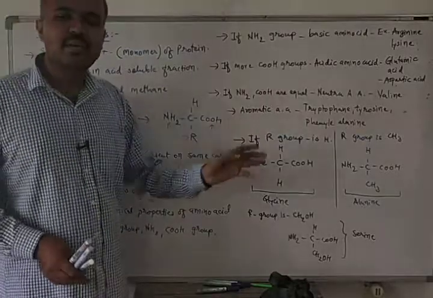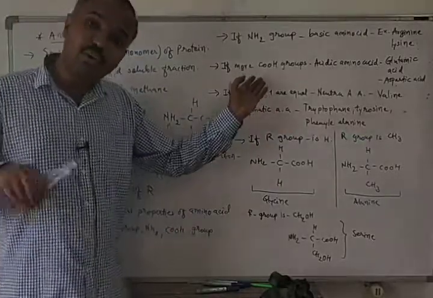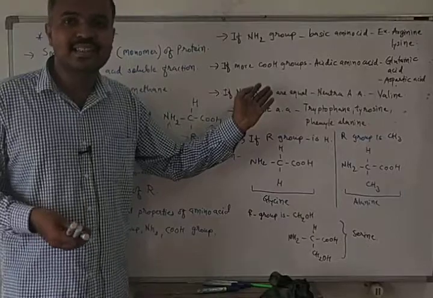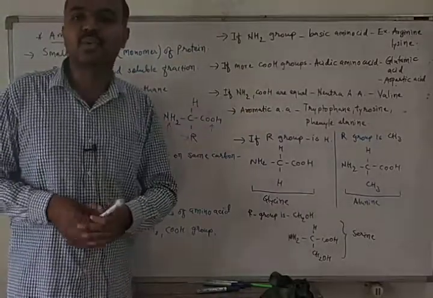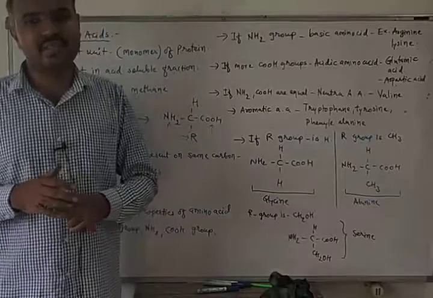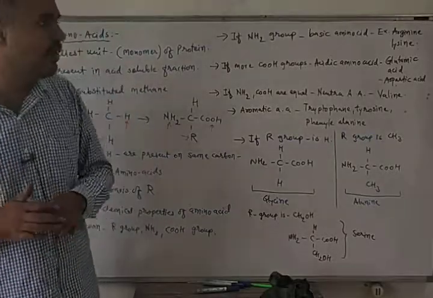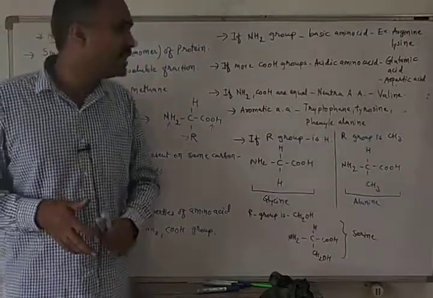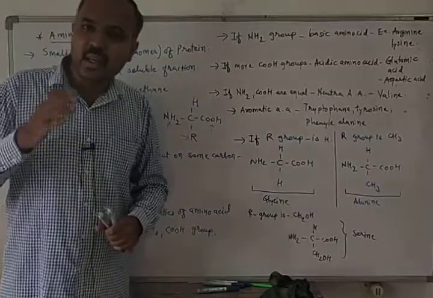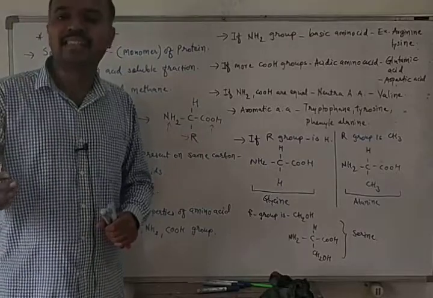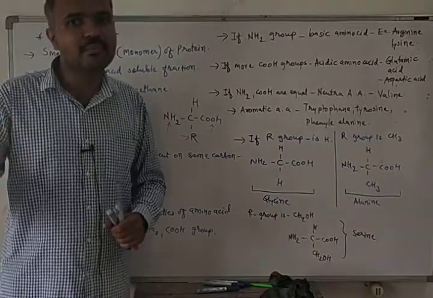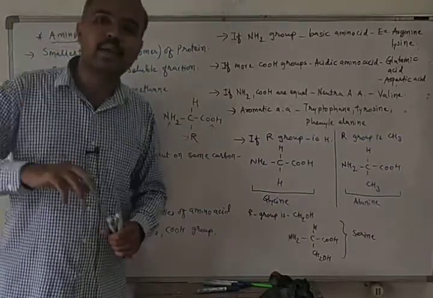If an amino acid has more carboxylic groups, then that amino acid is known as an acidic amino acid. For example, glutamic acid and aspartic acid. Glutamic acid and aspartic acid are examples of acidic amino acids because they have more carboxylic groups in comparison to amino groups.